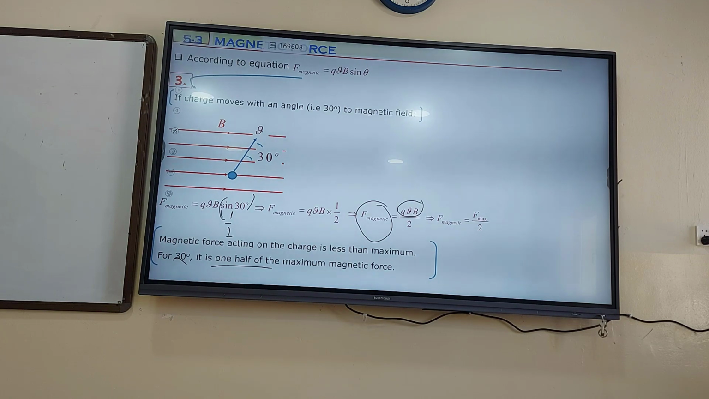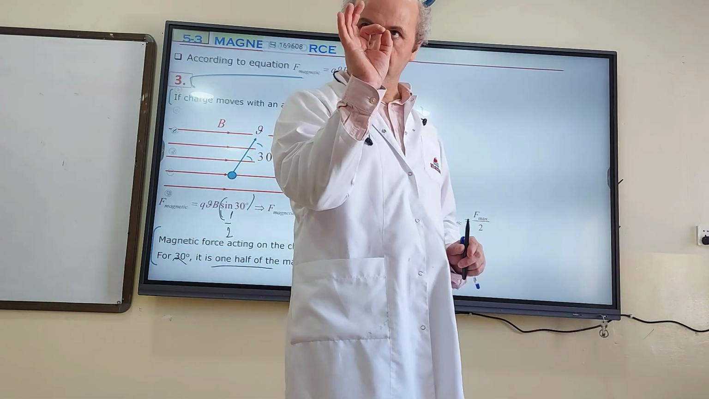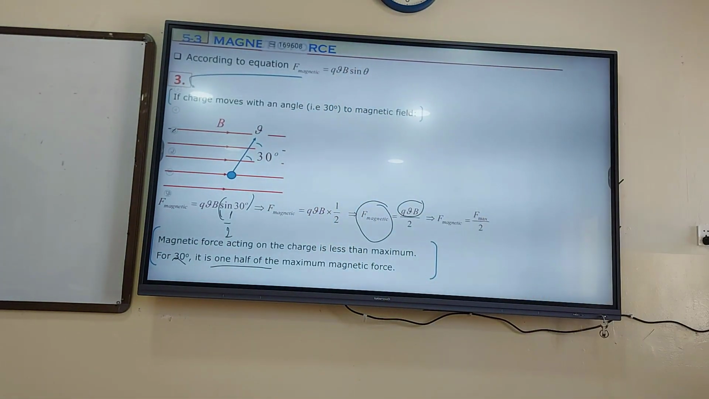Okay, let's answer 12, then the next one. At which angle between the direction of the uniform magnetic field and positive charge particle movement, magnetic force on the charged particle is equal to half of its maximum value? At what angle? 30 degrees. When the angle is 30 degrees, the magnetic force acting on the charge is half of maximum.